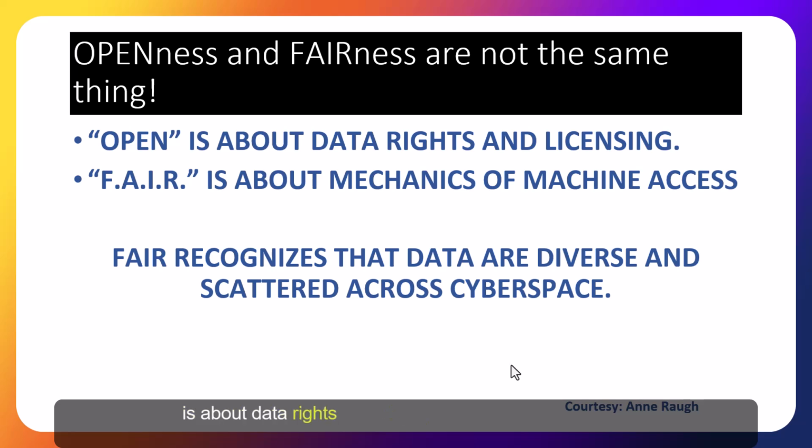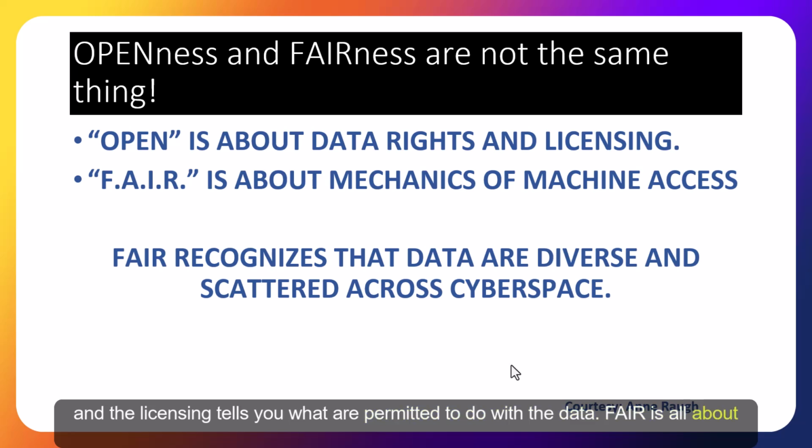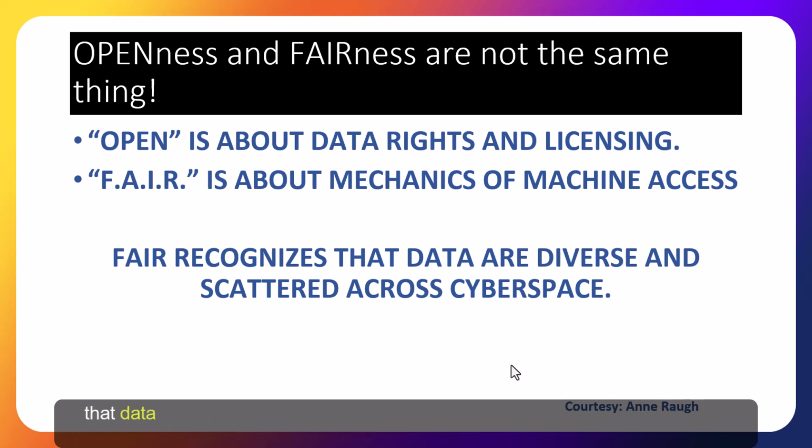Open is about data rights and licensing. You're given the data, and the licensing tells you what you are permitted to do with the data. FAIR is all about mechanics. It's about machine discovery and access to data. And it recognizes that data are diverse and that they're scattered everywhere across cyberspace.